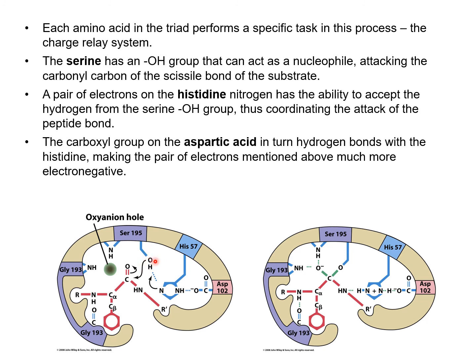So the oxygen will be more electronegative. And interestingly, this aspartic acid right here in the catalytic triad also makes a hydrogen bond with this histidine to make this nitrogen more electronegative, so easier to get this hydrogen out from the hydroxyl group of the serine, eventually making it easier for this oxygen atom to attack this carbon.